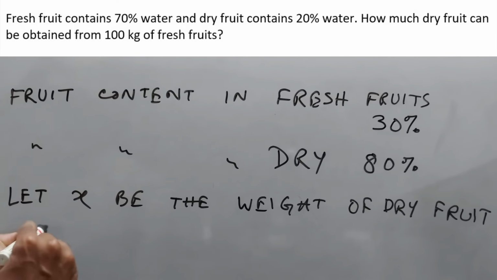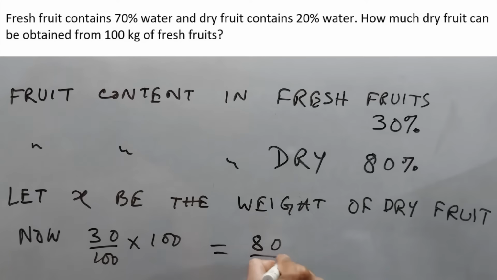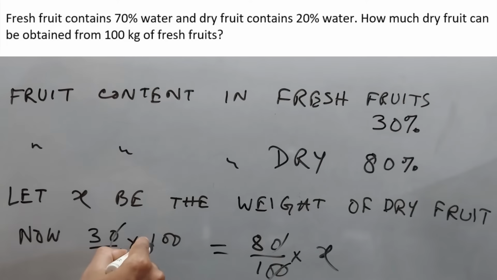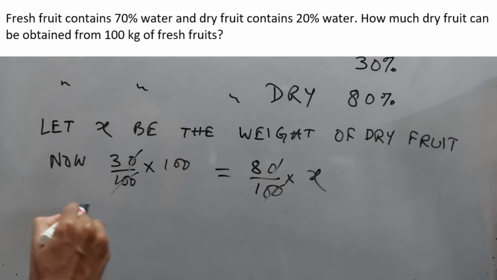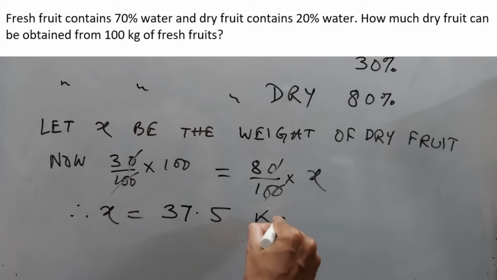Now, 30 by 100 into 100, we know this, right? 30% is equal to 80% of X, because X is the weight of dry fruit, right? So from this we can remove more zeros like this. So 300 divided by 8, X is equal to 37.5. That is the answer. Yeah, in kg. Yeah, definitely.